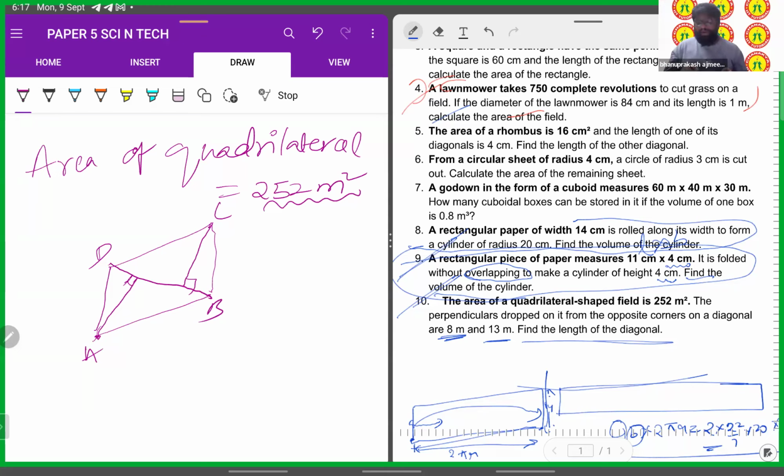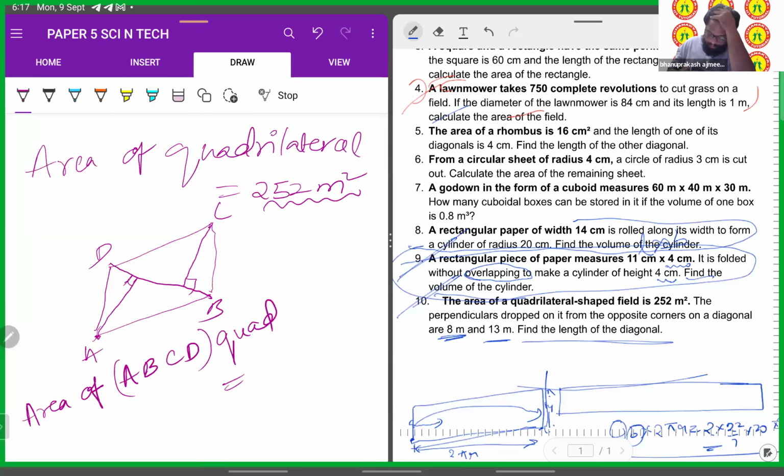Okay. So while we are deriving the area of quadrilateral, there we consider two triangles. So here, what I will do now, area of ABCD quadrilateral. I am writing it in this way, quad as a short form, is equal to area of triangle AC.